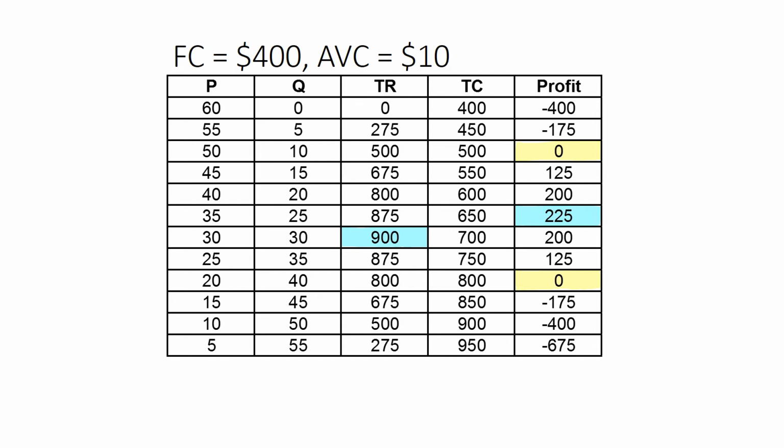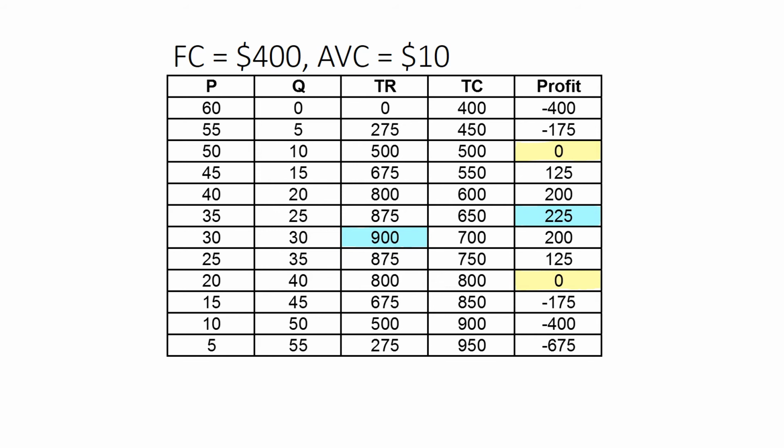Now look at the profit column. When the price is $50, we break even. As we lower the price, our profit increases. A price of $35 produces the maximum profit of $2.25. When we reach a price of $20, we have another break-even point. And prices lower than $20 produce losses.